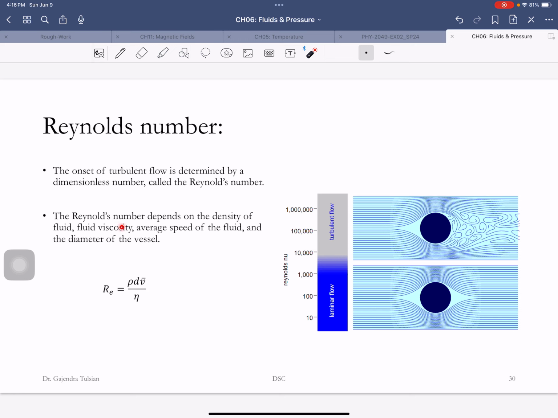So the Reynolds number depends on the density of the fluid through which you're traveling, and the diameter of the object, and the speed of the object, or the fluid if the fluid is going around it. So it's the relative speed and the viscosity of the fluid.